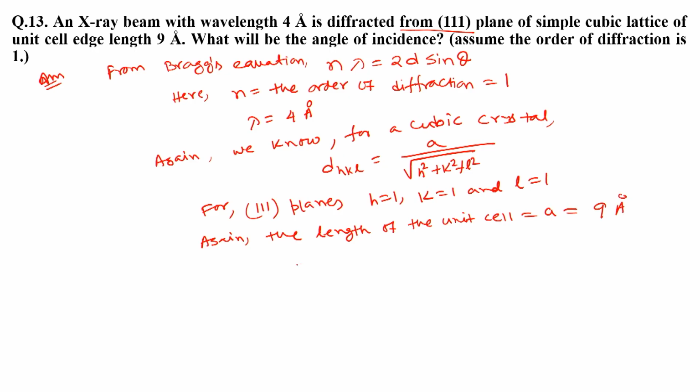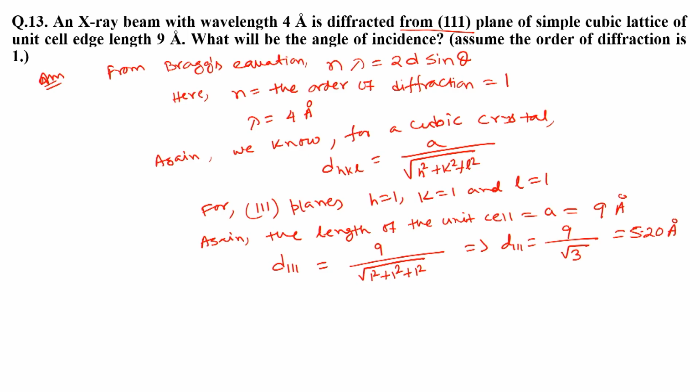The length of the unit cell a is also given. It's 9 angstrom. So we can write d111 is a is 9, then h is 1, so 1 square, k is also 1, 1 square plus l is also 1, 1 square. So we get d111 is 9 by square root of 3. If we calculate this one, we get roughly 5.20 angstrom. So this is the value of d.